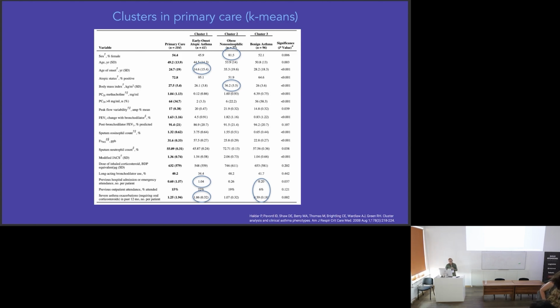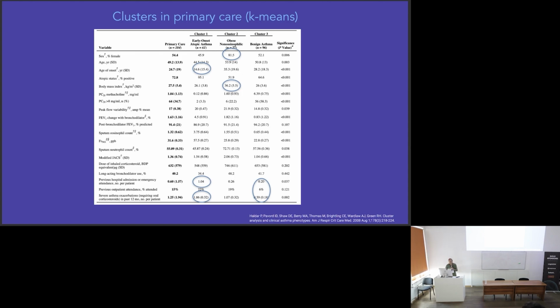And if we look at this data, we can see the number of admissions to the hospital during the last year is just 1.04. For example, for the second cluster, it's just 0.2. That means those who were diagnosed with asthma at younger ages have much more severe disease, and the first cluster represents these patients.